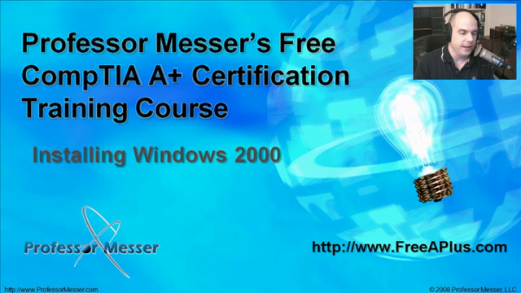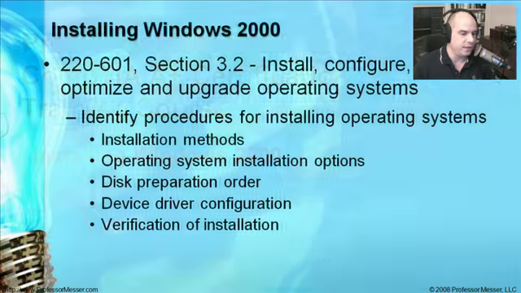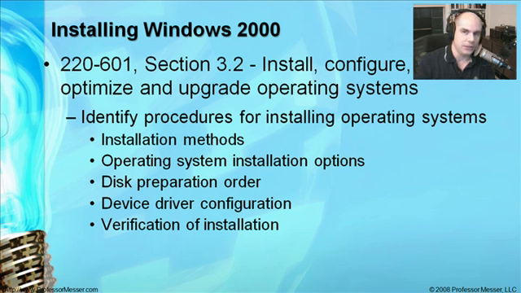I'm James Messer, and in this module we're going to install Windows 2000. We're going to talk about what we're going to need, and then we'll perform an actual installation of Windows 2000. The requirements for this come from CompTIA's Essentials Exam 220-601, Section 3.2, where we need to install, configure, optimize, and upgrade operating systems. And you can see a number of the procedures that are important for installing Windows 2000.